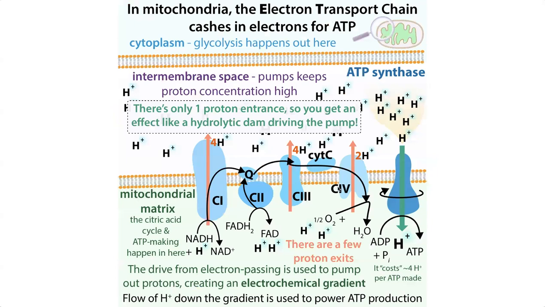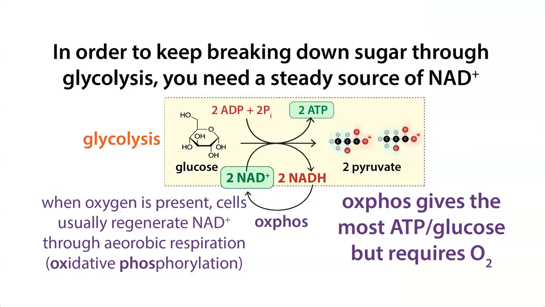However, this relies on the presence of oxygen, and if we don't have oxygen, we can't do the electron transport chain. If we can't do the electron transport chain, we can't pump protons. If we can't pump protons, we can't create a gradient, and if we can't create a gradient, we can't make ATP. Therefore, if we don't have oxygen, we can't do that, but there are alternative routes to regenerate that NAD+ to keep the cycle going.